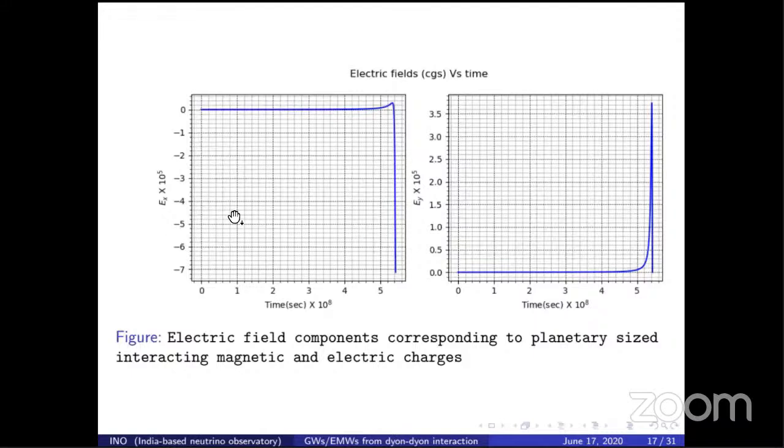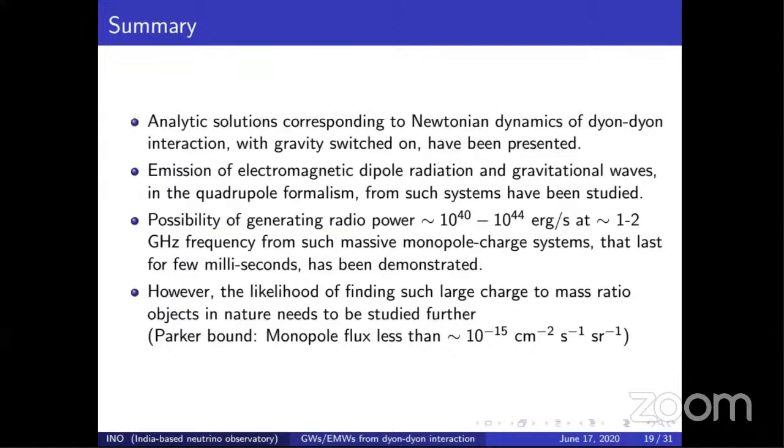Next slide. Let's go into the sterile neutrino part, because I think I'm running out of time. Here, the slide says summary. So this is just a summary: the main motivation for working out the interaction between magnetically charged black hole and electrically charged black hole was to have a new model for this fast radio burst, because we showed that planetary sized black holes carrying magnetic charge and electric charge indeed can produce the fast radio burst kind of luminosities at 1 to 2 gigahertz. But of course, as I said, the abundance and the large charge to mass ratio, the details have to be worked out. Next slide, please.